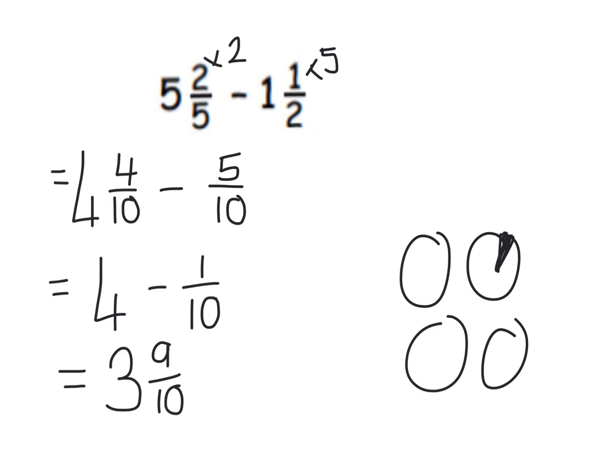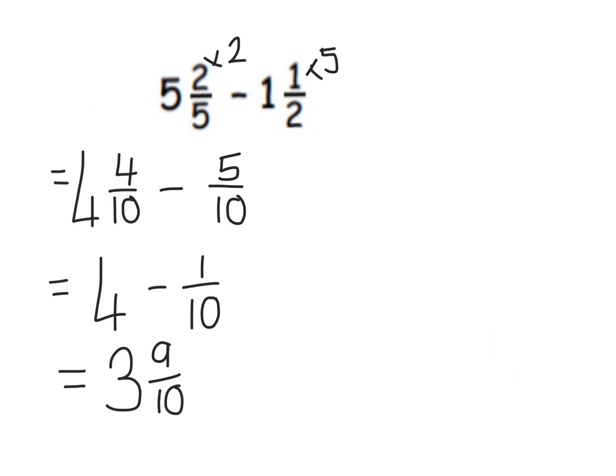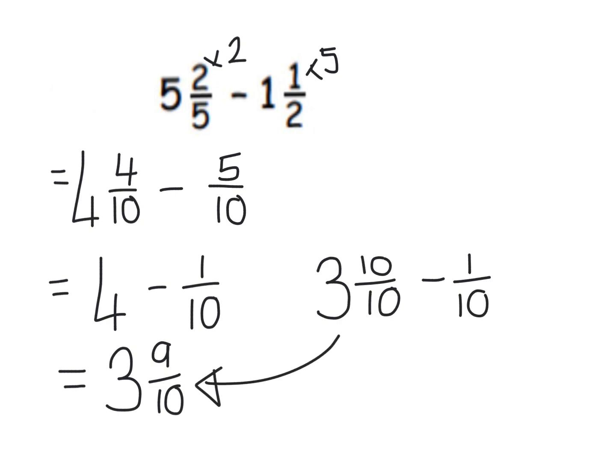If this is a wee bit tricky for you, the alternative is you can think of it as like borrowing. So I could think of that 4, I could turn that into 3 and turn 1 whole into 10 tenths. And my sum could become 3 and 13 tenths take away 1 tenth, which takes me back to the 9 tenths.